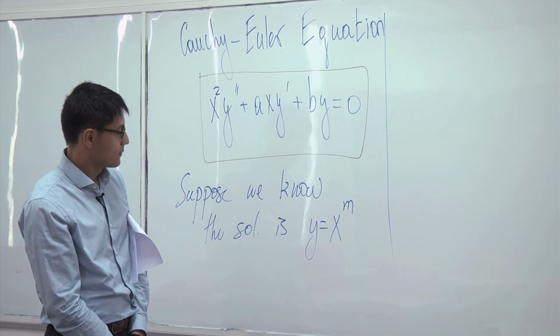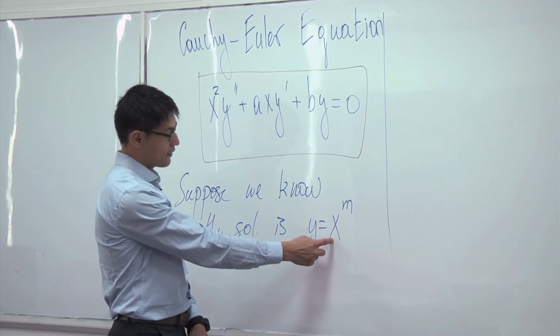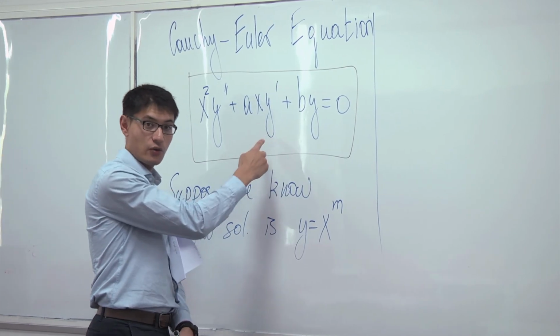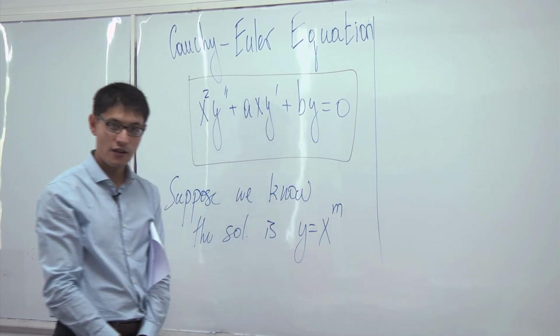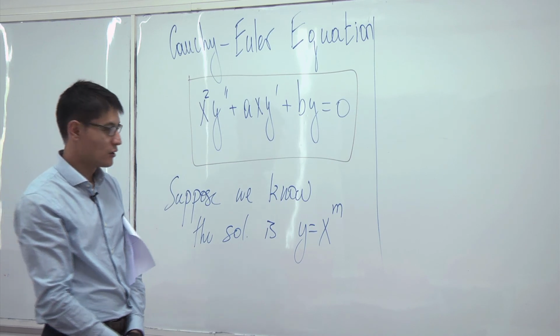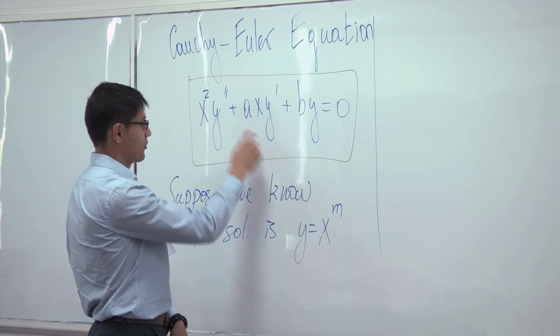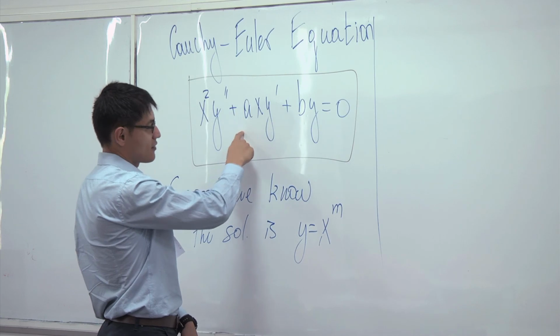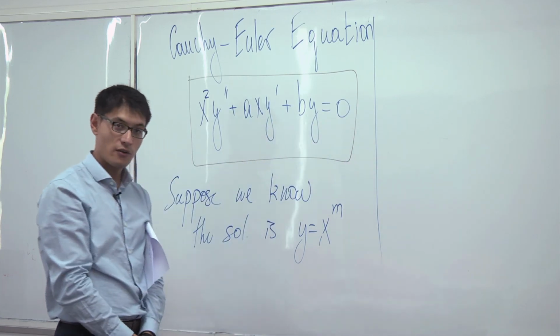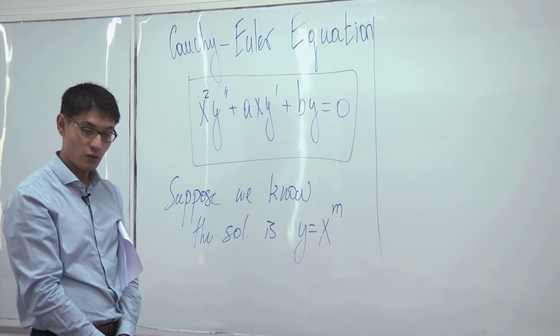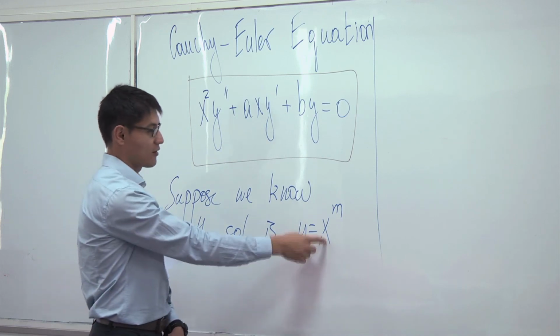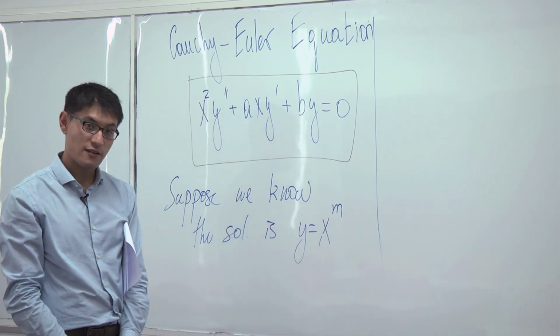So let's think about it. If x to the m is the solution of the differential equation, it has to satisfy the differential equation. So if I plug x to the m into the equation, the left-hand side has to be equal to the right-hand side. So let's try to do that. Let's plug in x to the m into the equation and see what happens.